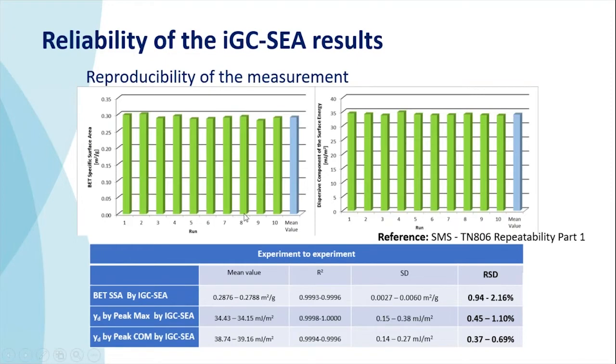And just to highlight, I won't go into details, but we often get questions. And when I show data later on, you'll ask, what's the reproducibility? And this is a large reproducibility study that we have done with the IGC-SEA. And you can see that the standard deviations in both surface area measured by inverse GC were quite low. And so we can see we get extremely good reproducibility. Surface areas, below 0.1 meters squared per gram on the standard deviation.